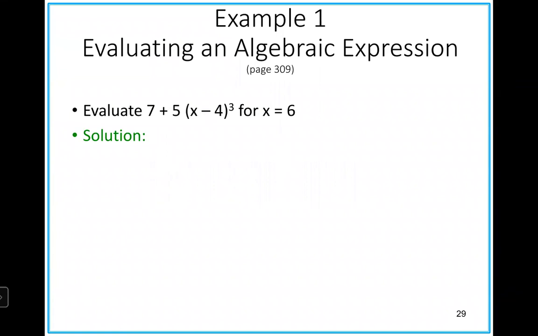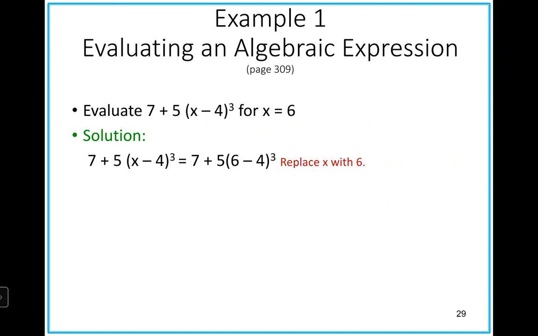where you are asked to evaluate. Now, when you're asked to evaluate, basically you're given a value and you're going to substitute the value into the expression. So in this case, you're told that you have 7 plus 5, open brackets, x minus 4, raised to the third power, and you're told that x is equal to 6. So you know the value of the variable is 6, so you're going to put that in place of the x, and then you simplify the expression.